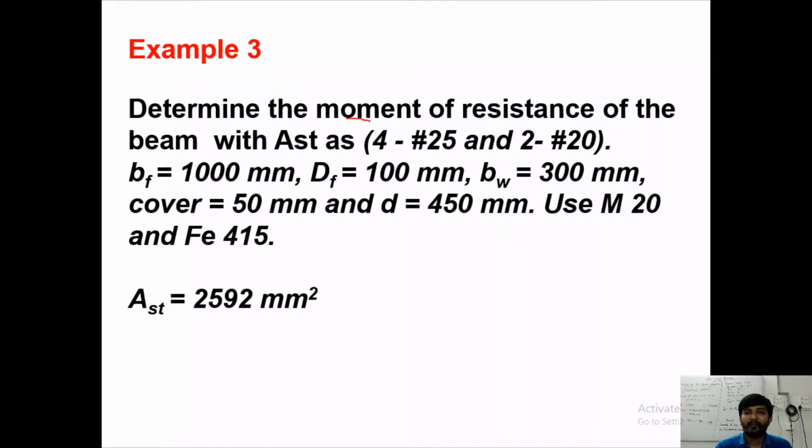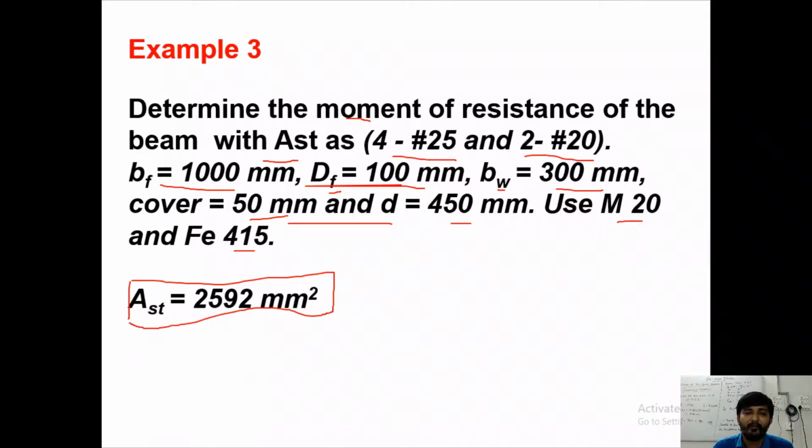Determine the moment of resistance of the beam with AST as 4 number 25 diameter bars and 2 number 20 diameter bars. BF is 1000 mm, DF is 100 mm, BW 300 mm, cover 50 mm, effective depth D is 450 mm, concrete grade M20 and steel grade Fe415. So if you calculate area of steel, that is 4 multiplied by pi by 4 d square plus 2 multiplied by 20 square, you will get your total area of steel as 2592 mm square.